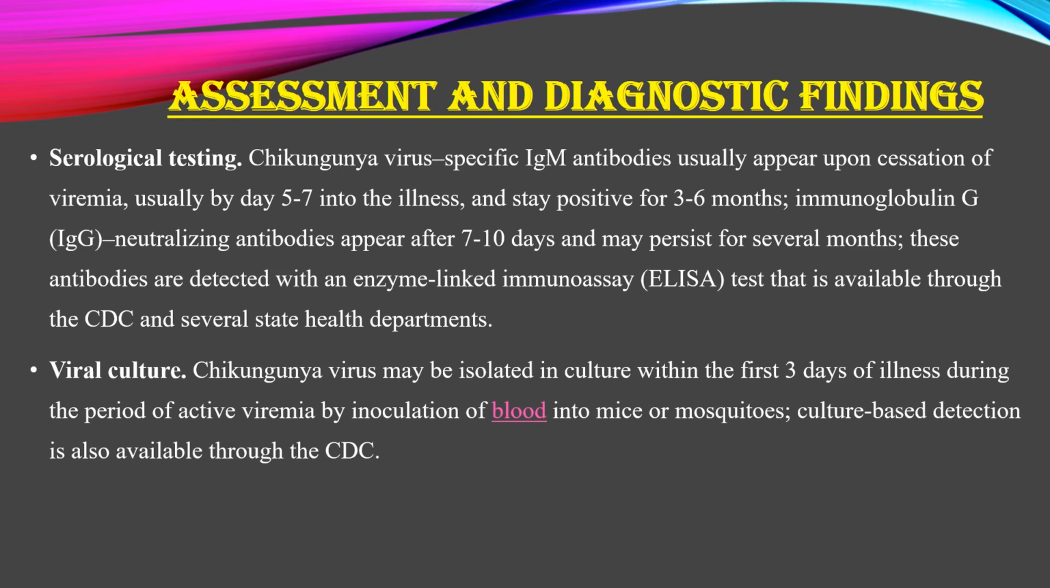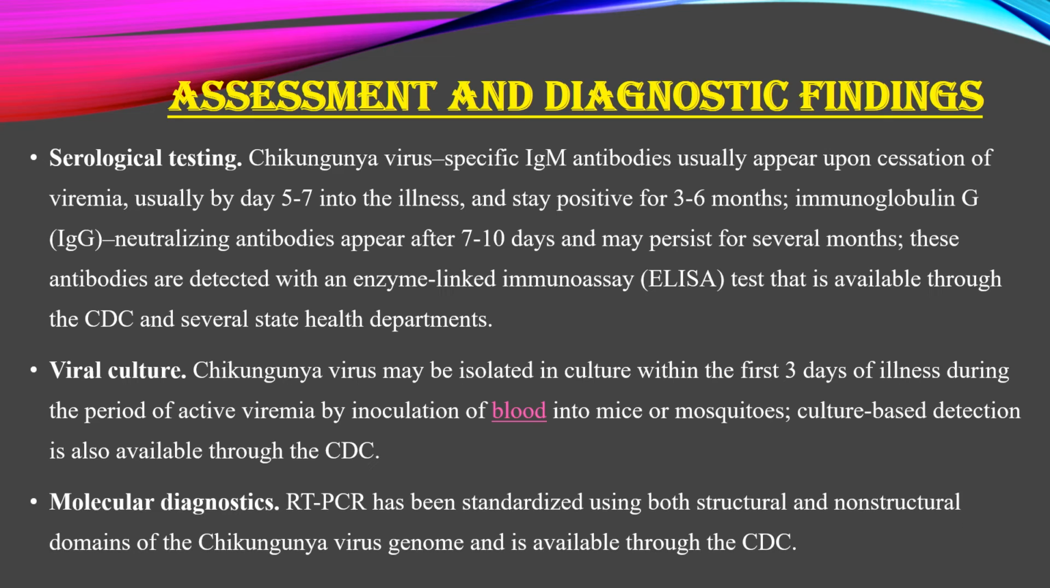Number 2. Viral culture. Chikungunya virus may be isolated in culture within the first 3 days of illness during the period of active viremia by inoculation of blood into mice or mosquitoes. Culture-based detection is also available through the CDC. Number 3. Molecular diagnostics. RT-PCR has been standardized using both structural and non-structural domains of the chikungunya virus genome and is available through the CDC. These are the assessment and diagnostic finding methods.